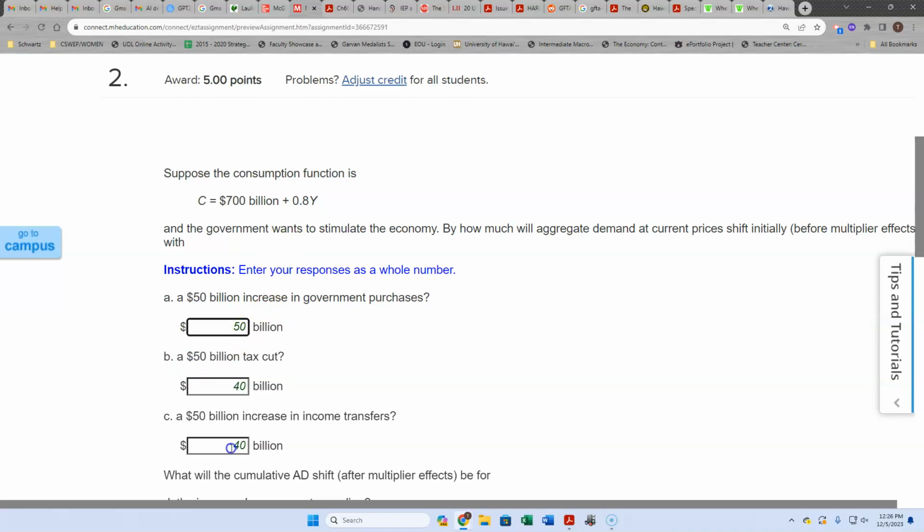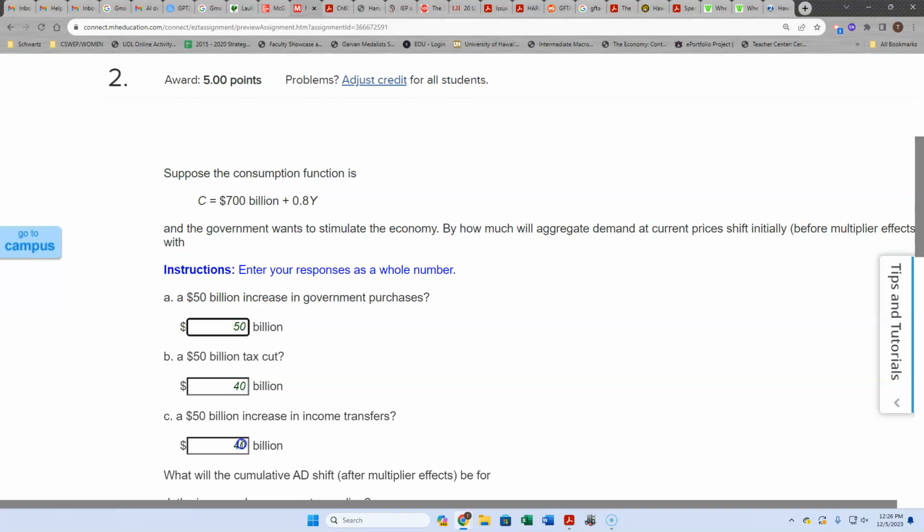Now, let's look at C. Same thing. Whether you cut a person's taxes and they have more money, or whether the government just gives them more money, like they do with Social Security and whatnot, doesn't make a difference. C is determined exactly the same way. If the government gives people $50 billion, people will spend 80% of it. 80% of 50 is 40.